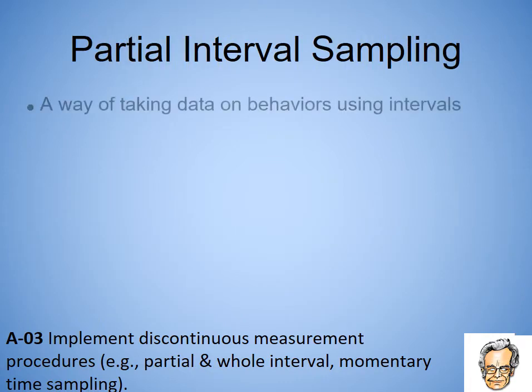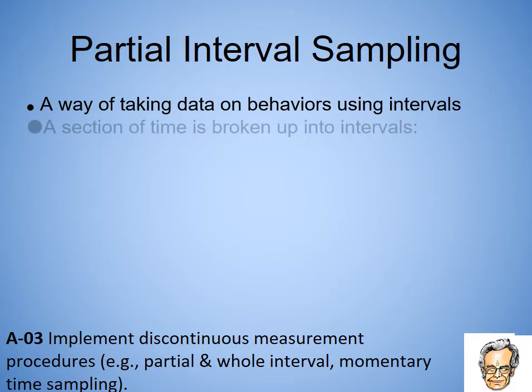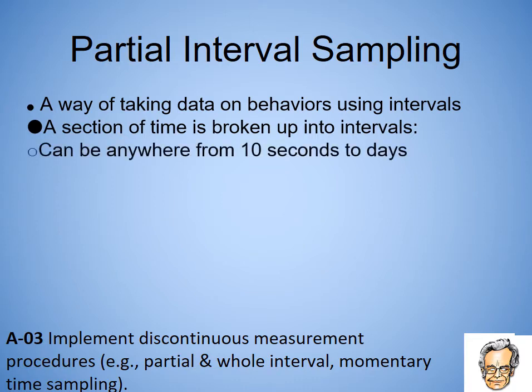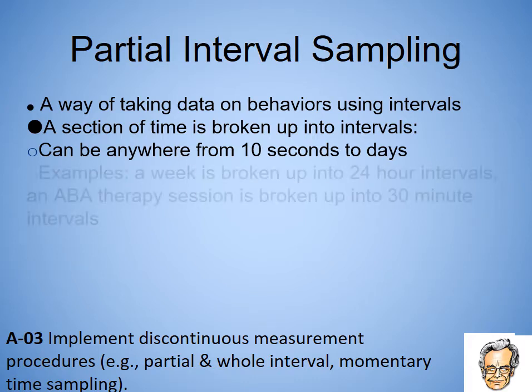Partial interval sampling. This is a way of taking data on behaviors using intervals. So, what's an interval? It's basically any little time frame that we come up with. A section of time that is broken up into smaller sections. It can be anywhere from 10 seconds to days. So for example, if I have a 24-hour day and I break it up into 24 periods, 1-hour periods, those would be 1-hour intervals.